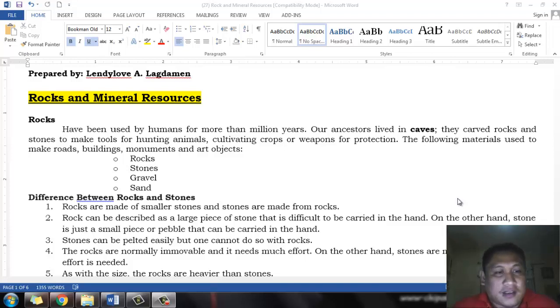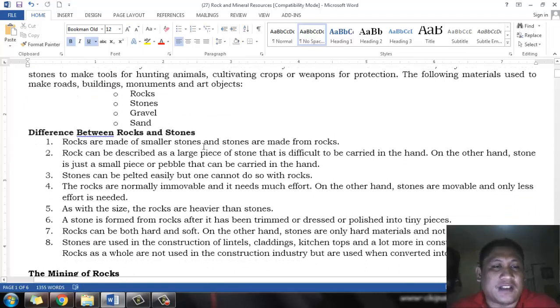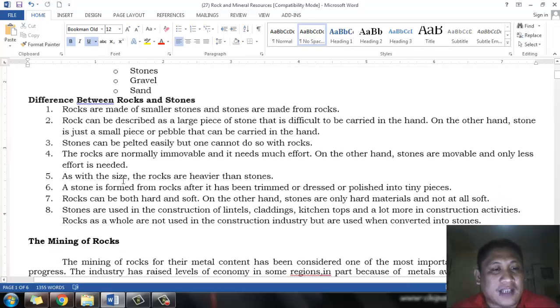artworks. So what could be the major differences between rocks and stones? In your handout, you can probably see some specific points on the differences between rocks and stones. There are 8 statements here, but I will not individually look into these. You will be the one to read them and try to comprehend the meaning of these differences. But just to cite a few, rocks are actually bigger in scale compared to stones.